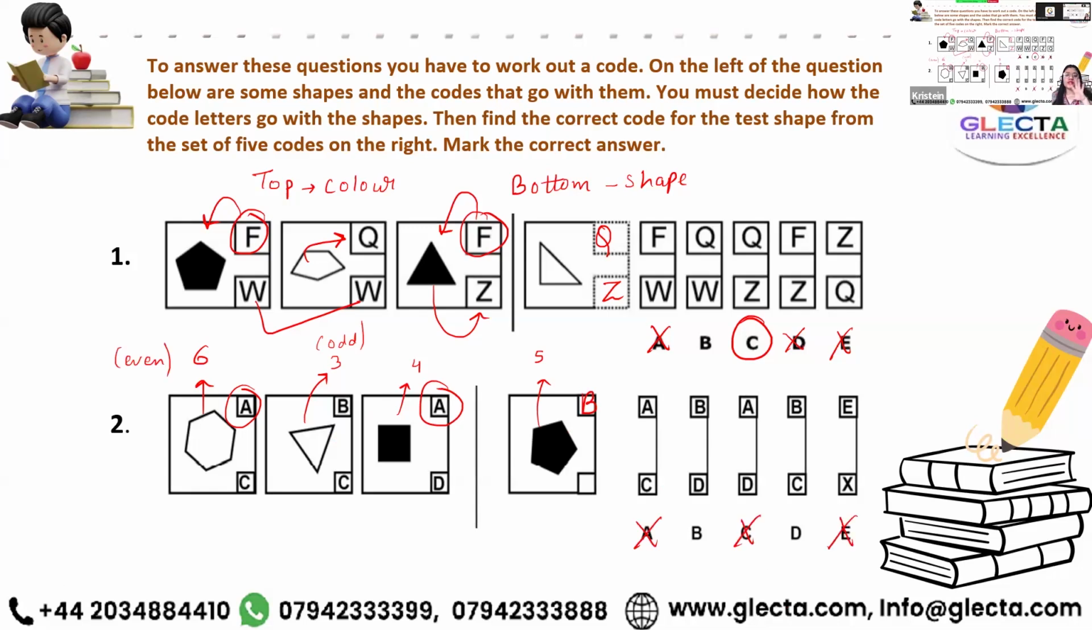Then what is the next thing? What do you do next? You look for the common letter again, which is C and C. What is common? They both are white.